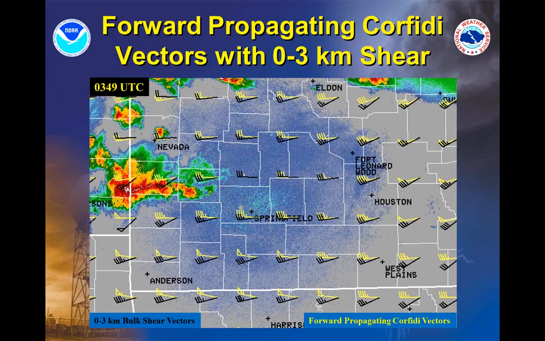Just given a forward propagating MCS moving to the east, you can then imagine or picture that, all right, now I've got 30 to 35 knots of the 0 to 3 kilometer line normal bulk shear, where we're going to have mesovortex potential. So this is a situation where you could predict an hour or 2 hours in advance there's going to be mesovortex potential given a line moving east, as long as you had line balance or a slightly shear dominant system as it accelerated off to the east.